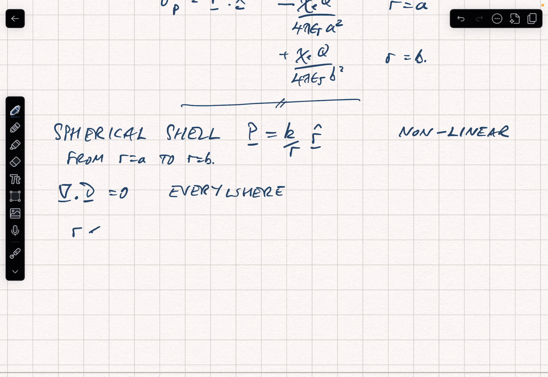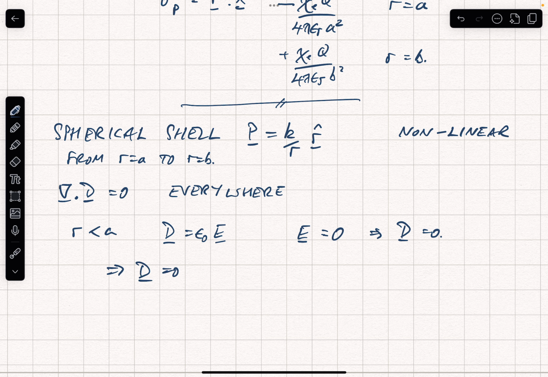So first of all, let's consider R less than A, and that's where we've got vacuum, because we're inside the spherical shell. For R less than A, D must equal epsilon naught E, as always. And we can argue that E must equal 0 because there's no enclosed charge. We know that both div E is 0 and curl E is 0, therefore E can only be 0, and that implies that D is equal to 0 for R less than A. But now, because div D is equal to 0 everywhere and D is 0 inside the centre of the shell, this implies that D is equal to 0 everywhere.